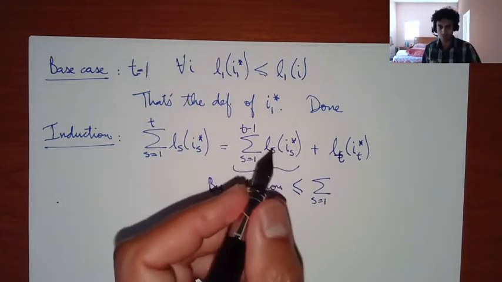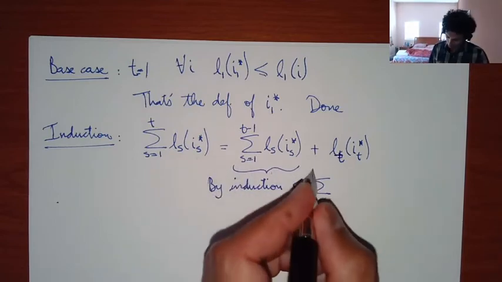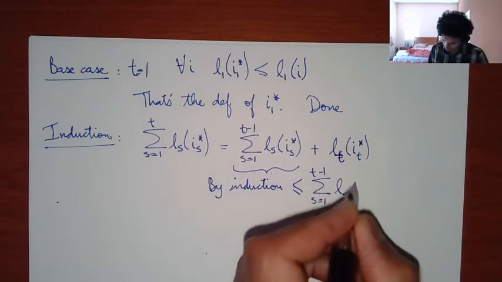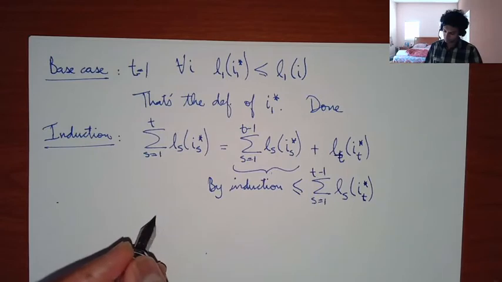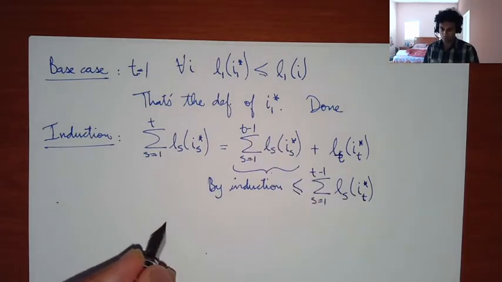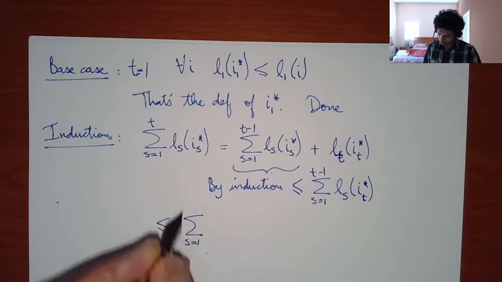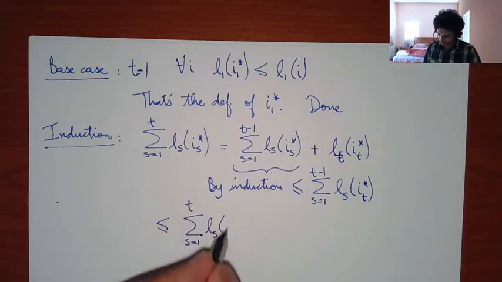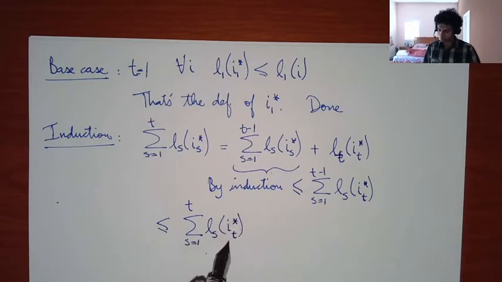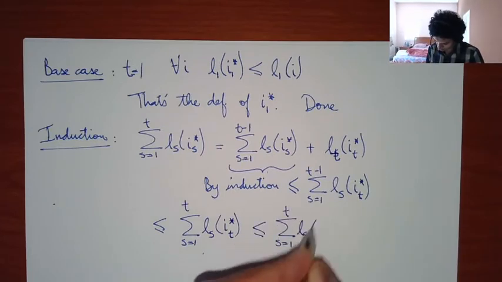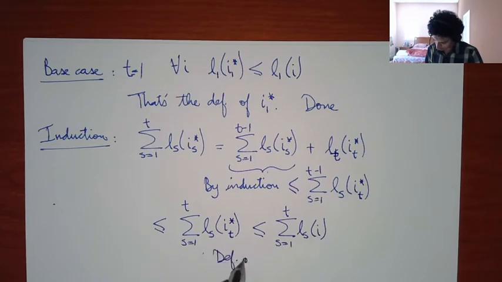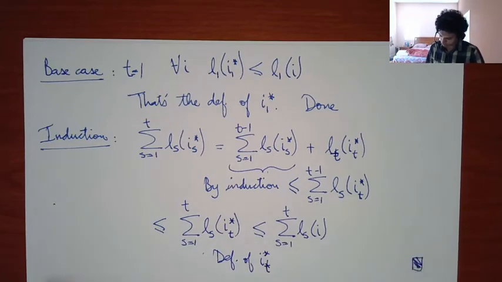This is going to be better than any expert, and so specifically it's going to be better than I_T star, who's the best expert after T steps. And therefore, if I plug this bound in here, what I get is this is at most the sum from S equals 1 to T of L_S of I_T star, who's just the best expert at the very end. But then, by definition, this is better than all experts. This is the definition of I_T star. Okay, and that's the end of the proof.